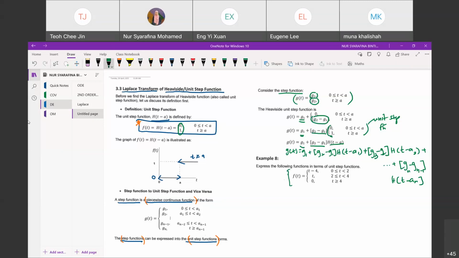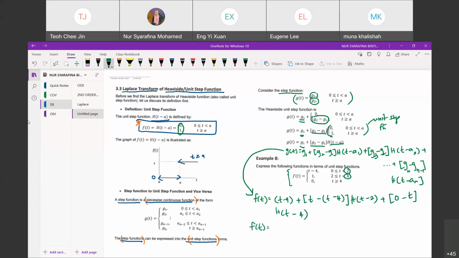This is step function to unit step function. So we have this formula. So now your f(t) is equal to g1 plus (g2 minus g1) H(t minus a1), this is your a1, H(t minus 2), plus (0 minus g2) H(t minus 4). So simplify.